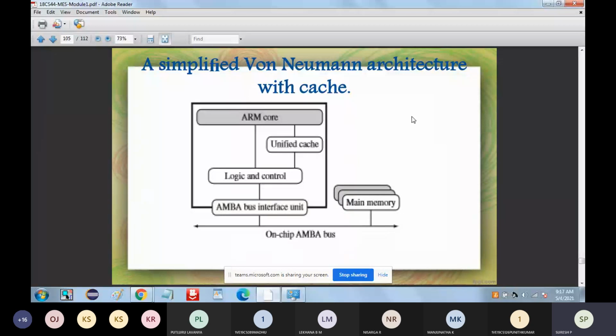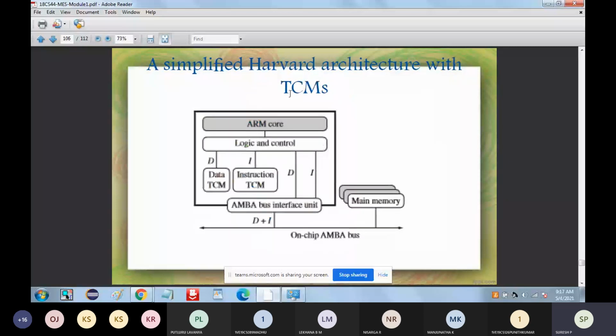Next, when it comes to the Harvard architecture, you can see here in the ARM architecture, it has a separate data tightly coupled memory and a separate instruction tightly coupled memory. That means this particular memory is going to store only the instructions. Your instruction tightly coupled memory is going to hold only the instruction. And the data tightly coupled memory is going to hold only the data.